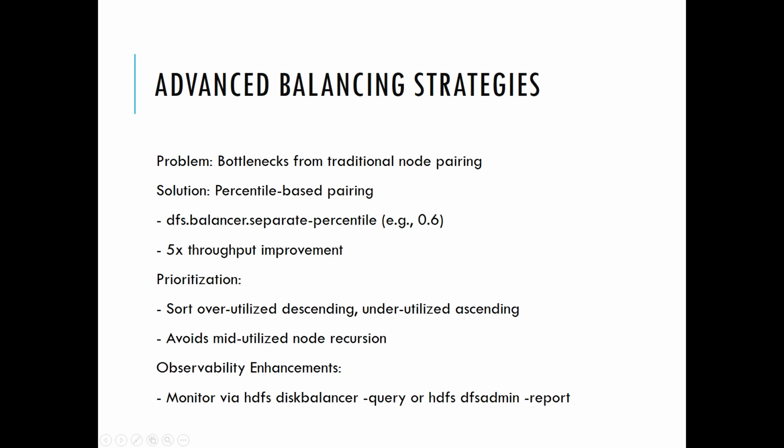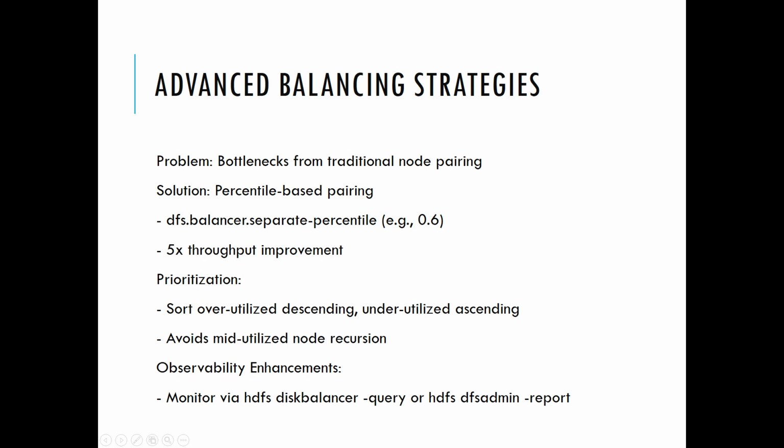To overcome bottlenecks in traditional node pairing, HDFS supports advanced strategies. One such method is percentile-based pairing. This is controlled with the setting dfs.balancer.separate.percentile, often set to 0.6. This approach can deliver up to 5 times the throughput of standard balancing. Additionally, you can prioritize nodes. Sort overutilized nodes in descending order. Sort underutilized nodes in ascending order. This prevents redundant pairing with mid-utilized nodes.